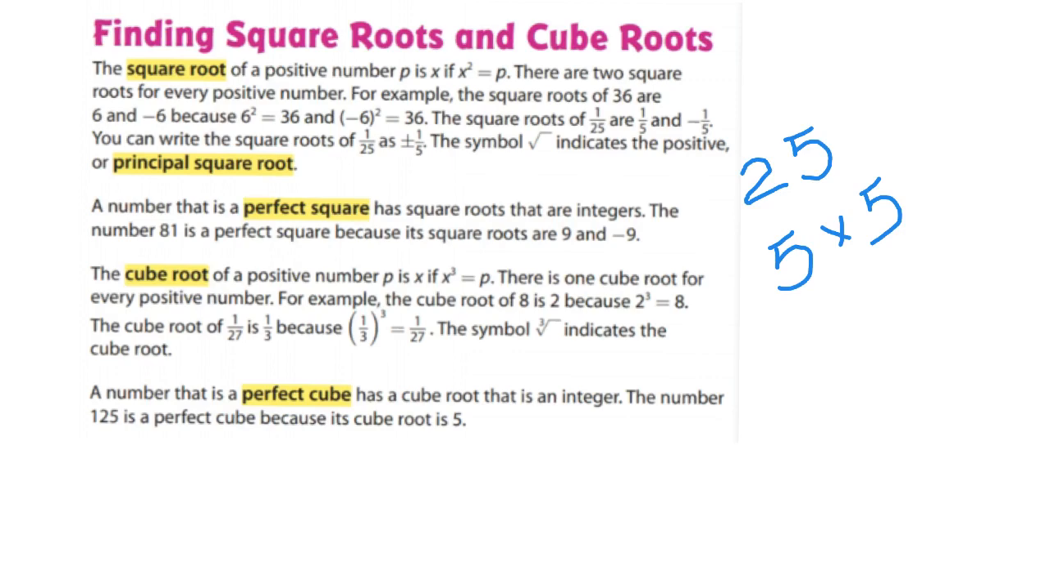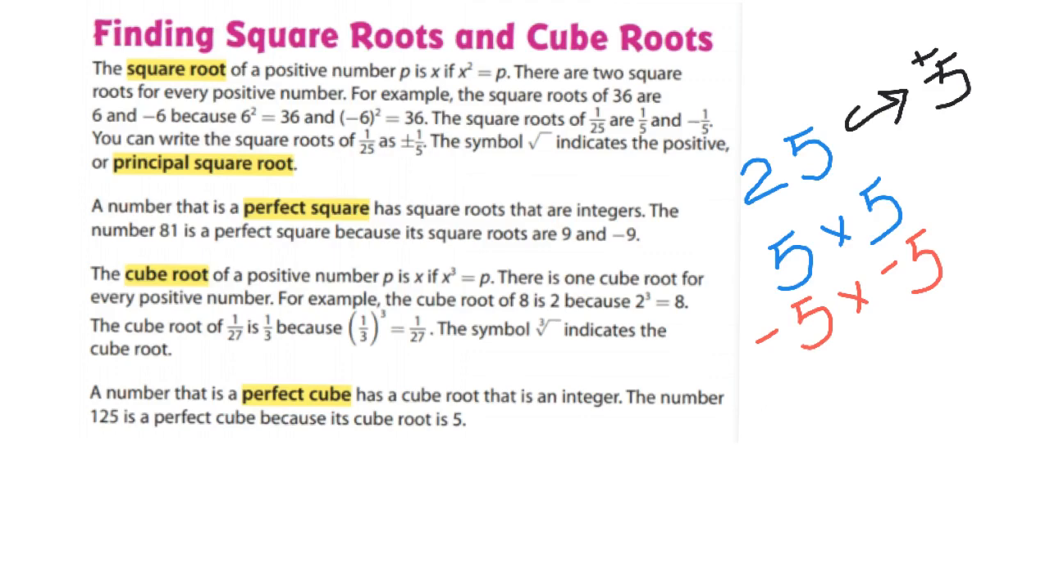But there's another number too. There's another number that will multiply by itself to give you positive 25, and that is a negative 5. So a negative 5 times a negative 5 gives you a positive 25. So if you were asked, what is the square root of 25? Well, you've got a positive 5 and you have negative 5 because those are your two answers.